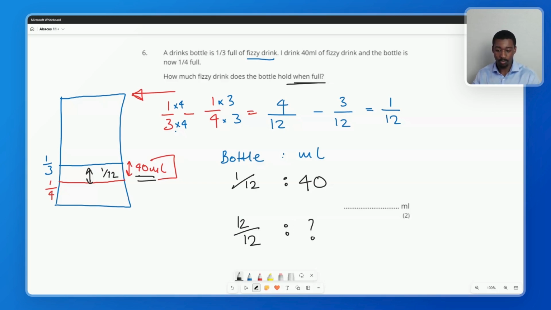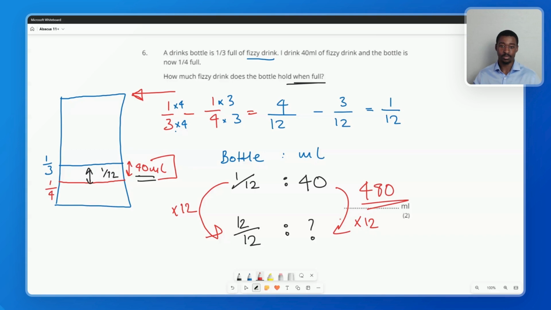So how many milliliters will this be? Well, we simply use ratios. 1/12 to 12 twelfths, we multiply by 12. So 40 to our mystery number, we multiply by 12. Consistency. 40 times 12, or 4 times 12 is 48. So 40 times 12 is 480. So that's our answer. The full bottle holds 480 milliliters.